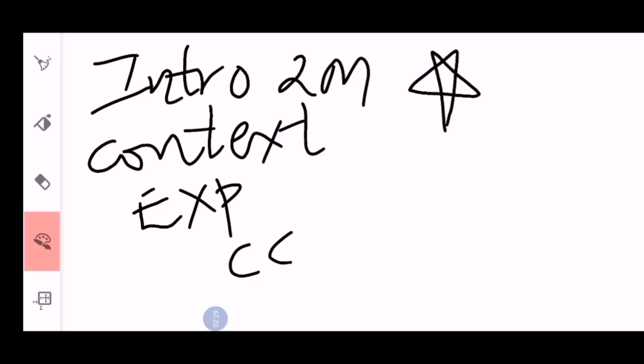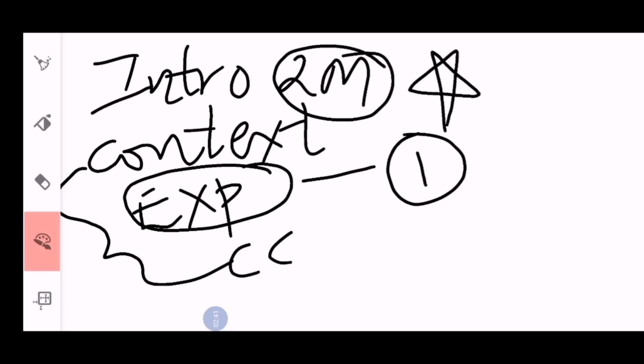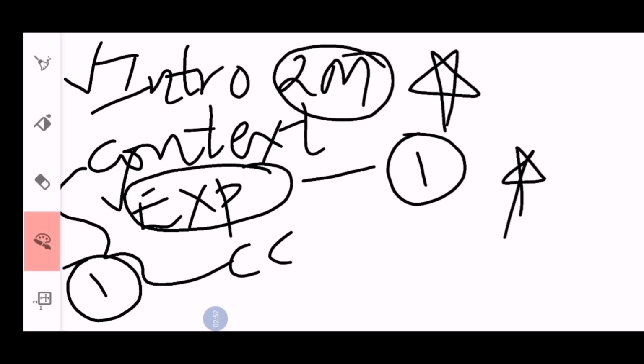The other 2 marks will be divided among these 3 segments, out of which the explanation itself will carry 1 mark. So in the introduction you get 2 marks, and in the explanation you get 1 mark, whereas for the context and the critical comment you will get 1 mark. This is how the paper will be evaluated. So be very careful in writing the introduction as well as the explanation. These 2 are very, very important. While preparing, keep them in your mind and prepare.